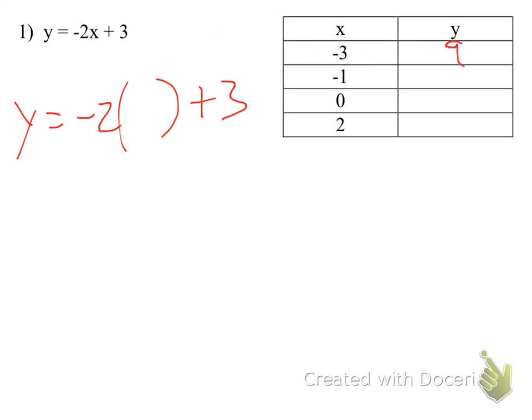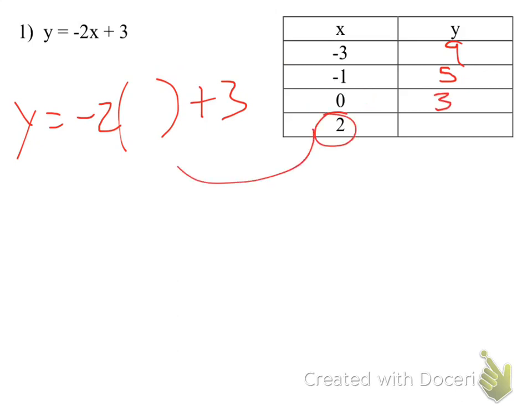Okay, and so 9 is going to go there. And next up is to put a negative 1 in there. Negative 2 times negative 1 is going to be positive 2. Add 3, you'll get 5. And then you take your 0, you'll put it inside your parenthesis there. Negative 2 times 0 is 0. Add 3, you'll get 3. So you'll put 3 in there.